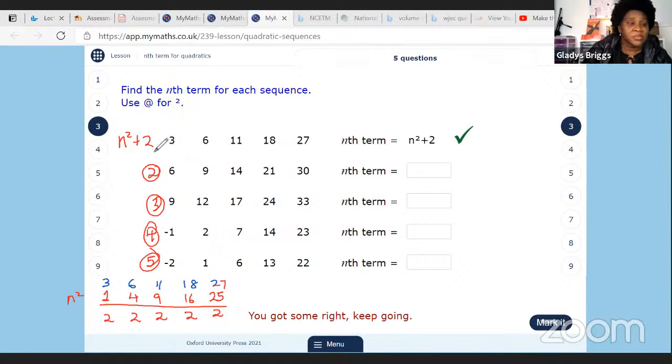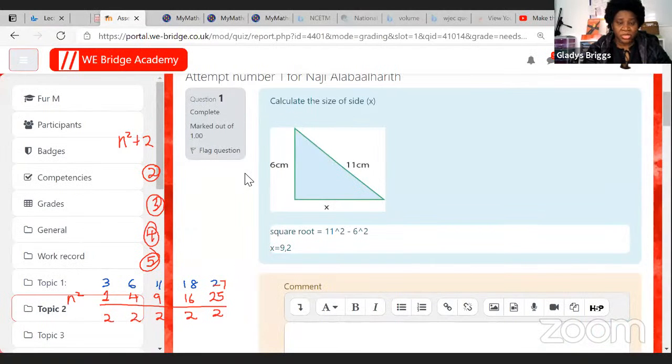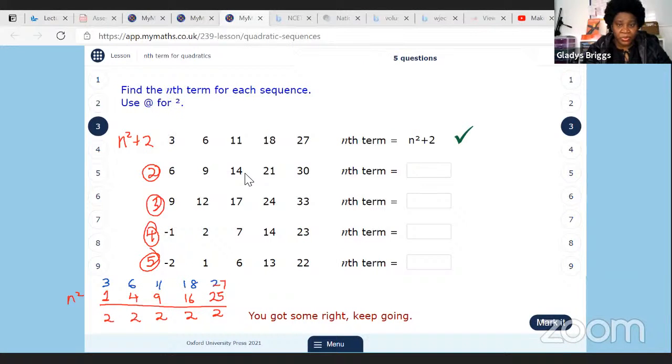What was it I wanted to do now? Oh, I'm just going to pull my Moodle out so that I can check your work and mark while you're working.